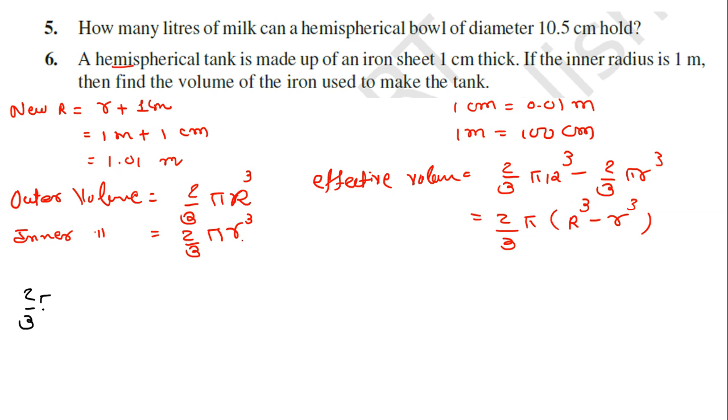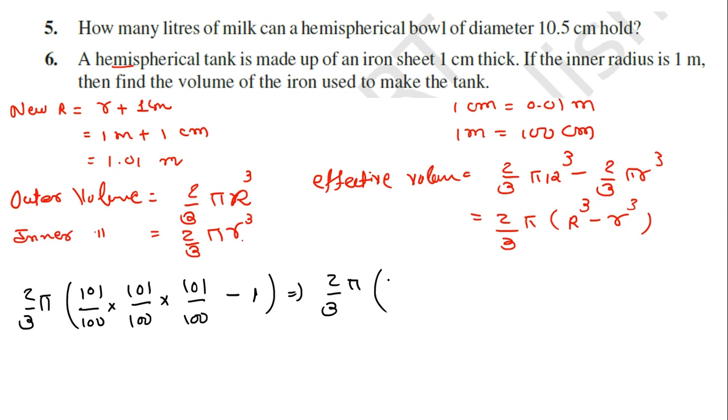2 by 3 pi as it is now. 1.01 is 101 by 100 into again 101 by 100 into again 101 by 100, minus 1 cube is so easy, 1 only. Okay, so now these things we have to multiply, 101 into 101 into 101. So 2 by 3 pi into, now that compulsory we have to multiply. Now we have no choice. Tell me the multiplication of this number if anybody has done.